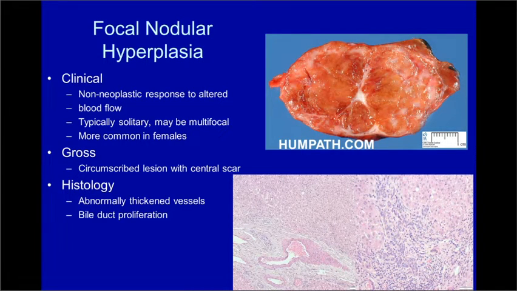It's thought to be a non-neoplastic response to altered blood flow. Typically, they're solitary, but they may be multifocal. They tend to be more common in females. If we were to see a resection specimen, it's typically well-defined with a central stellate scar. On histopathology, it's characterized by plates of benign liver with fibrosis and blood vessels that are thickened with an eccentrically thickened muscular wall. And then we see a bile ductular proliferation. It somewhat mimics cirrhosis.